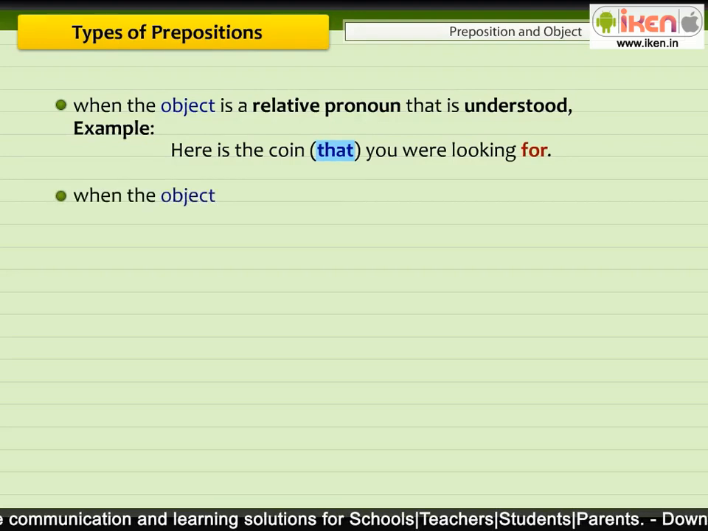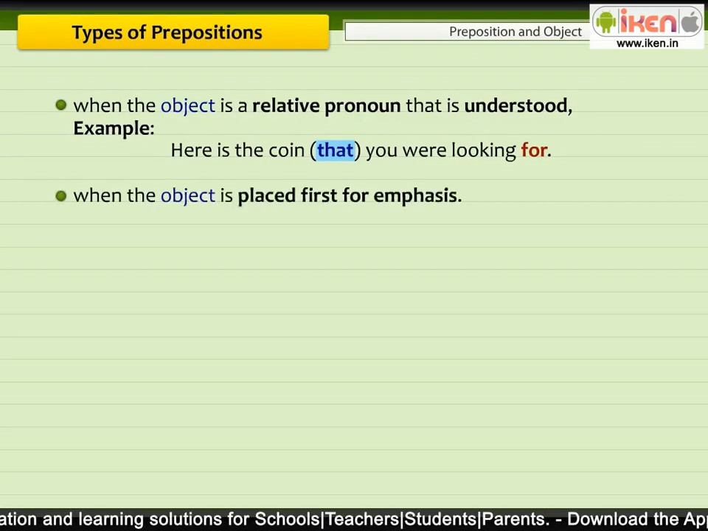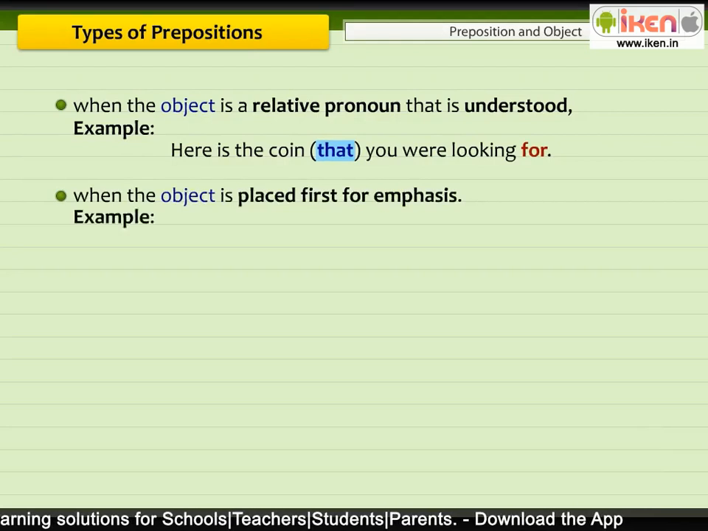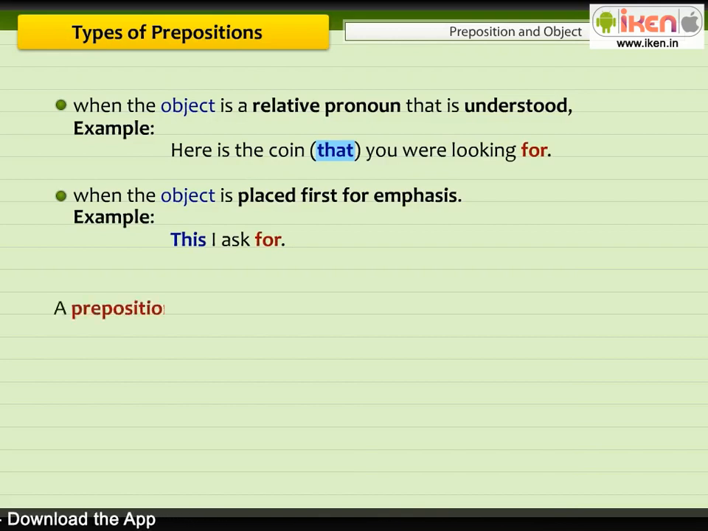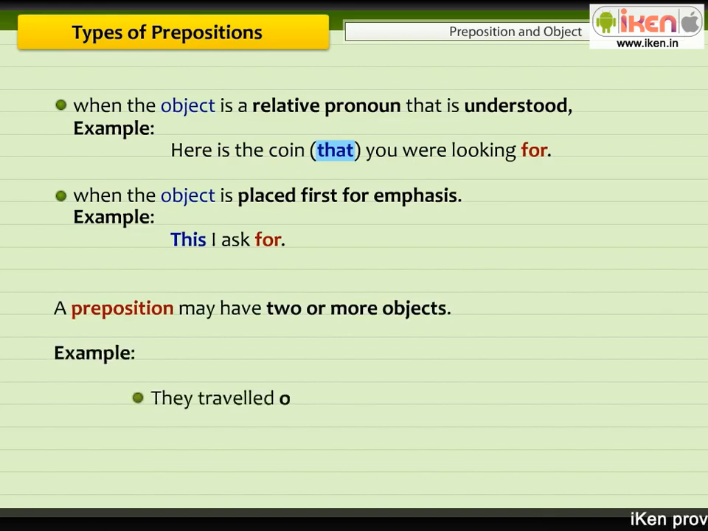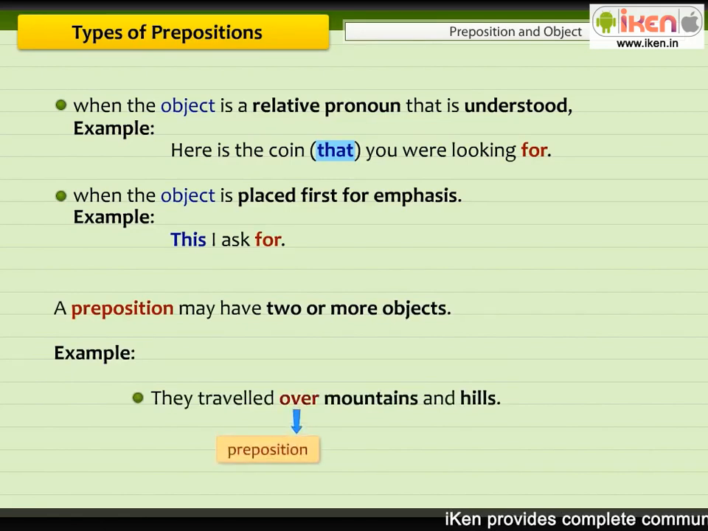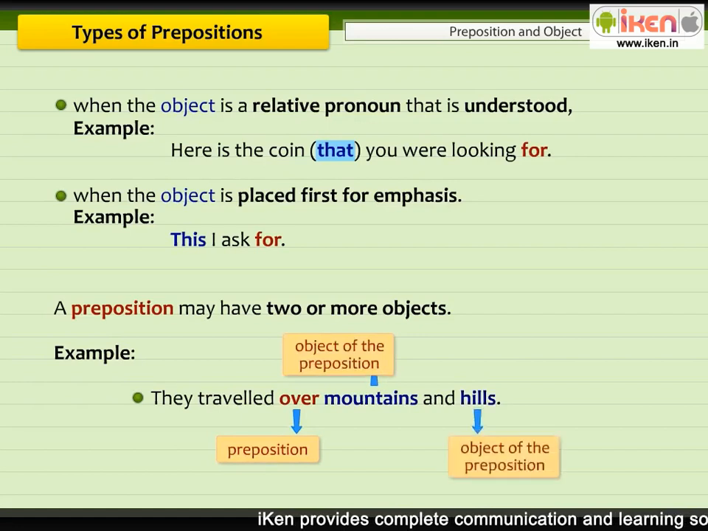When the object is placed first for emphasis. For example, this I ask for. The preposition in all these examples appears at the end of the sentence. Sometimes a preposition may have two or more objects. For example, they traveled over mountains and hills. The preposition over has two objects, mountains and hills.